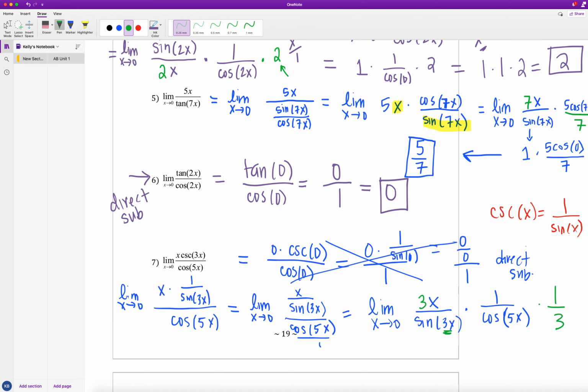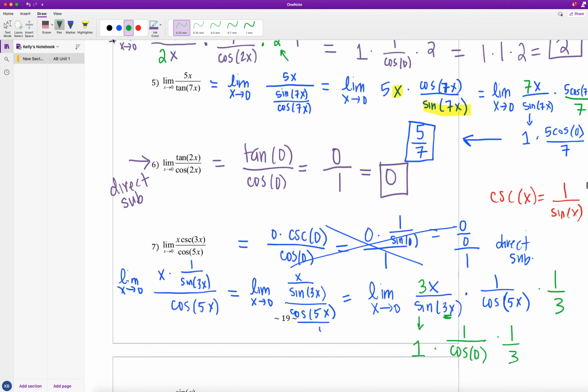From here, we know that this first limit is going to 1, since I have the limit as x approaches 0 of 3x over sine of 3x times 1 over cosine of 0, which I can directly sub in, times 1/3. The last step from here, cosine of 0, we know is equal to 1. So I end up with 1 times 1 over 1 times 1/3. So I end up with 1/3 then as our final answer.